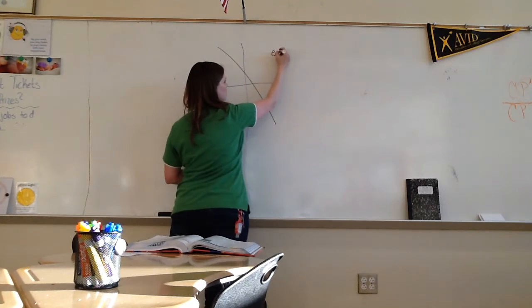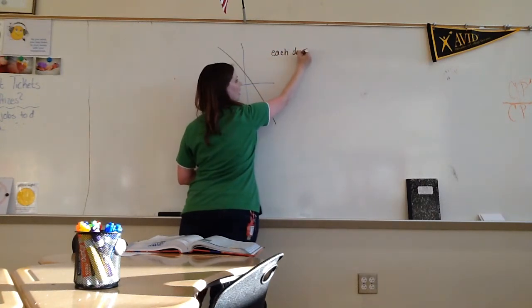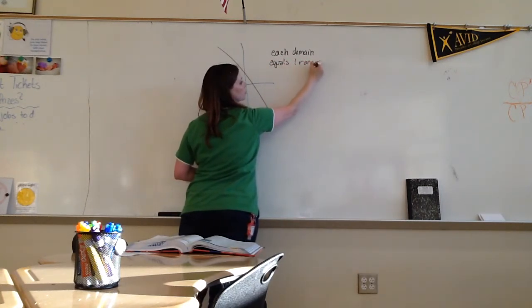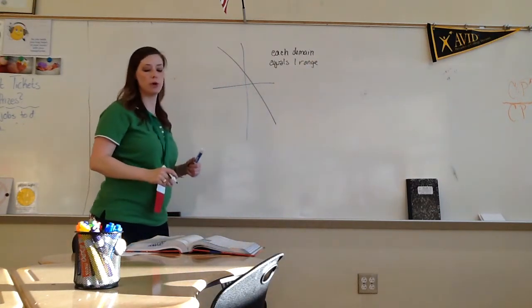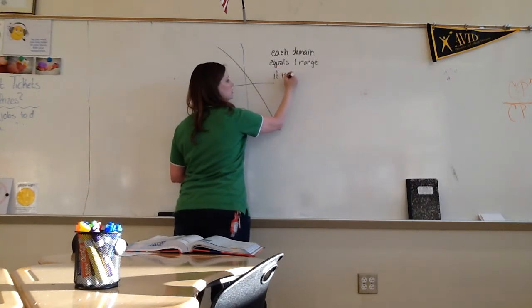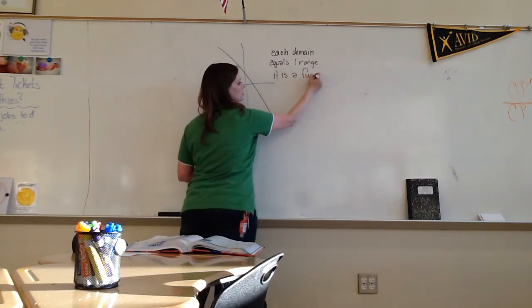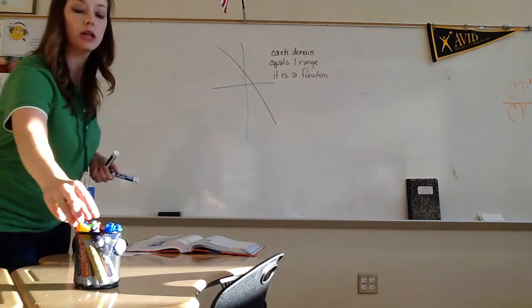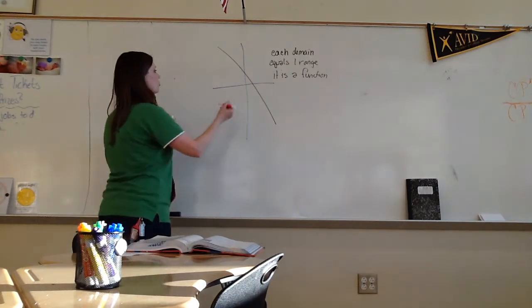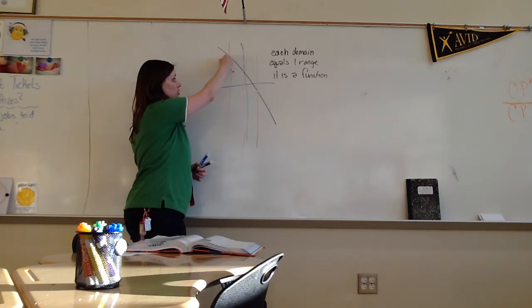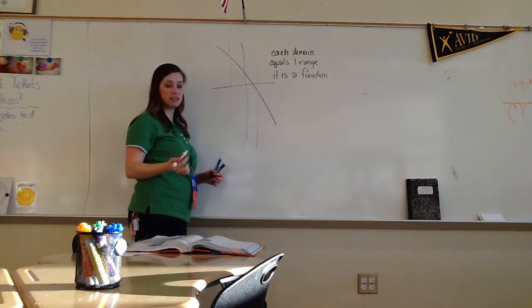Okay? Each domain, or x value, equals one range value. So this is a function. Remember, you can also use your vertical line test. If you can draw a vertical line through the graph anywhere, and it only touches your graph in one spot, then it is a function.